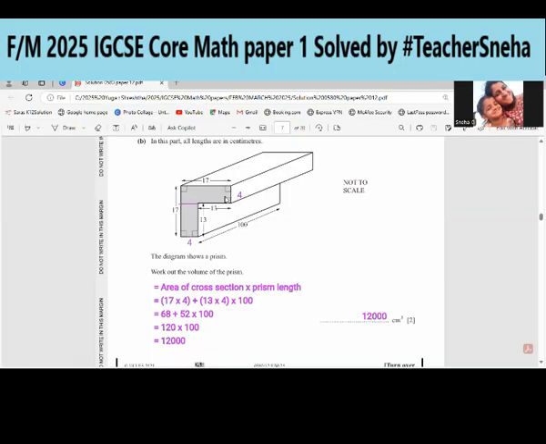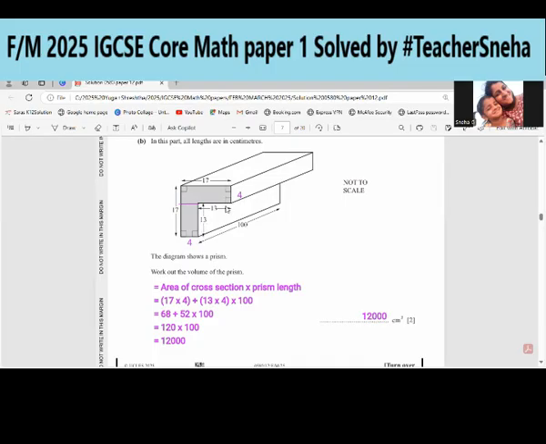Now, area of cross section, you can see this shaded region, the L-shaped region, is the cross sectional area. How do we get that? You can see here I have marked a line which cuts this section into two different rectangles. The first rectangle will have the length of 17 centimeters and the breadth will be 4. How do I obtain this number as 4? Because this full length is 17 and this partial length over here is 13.